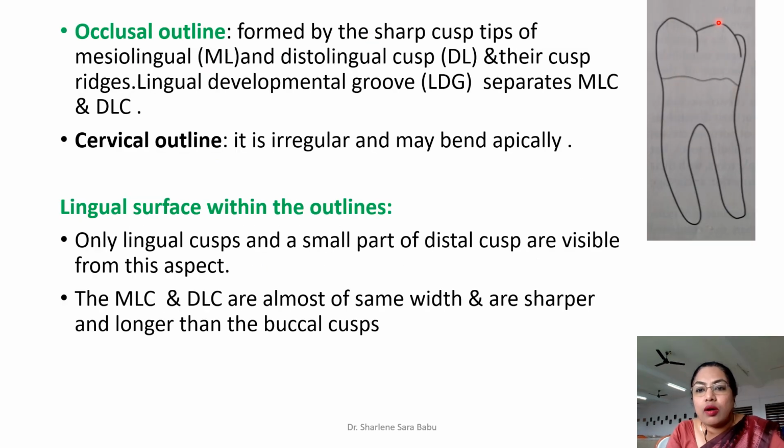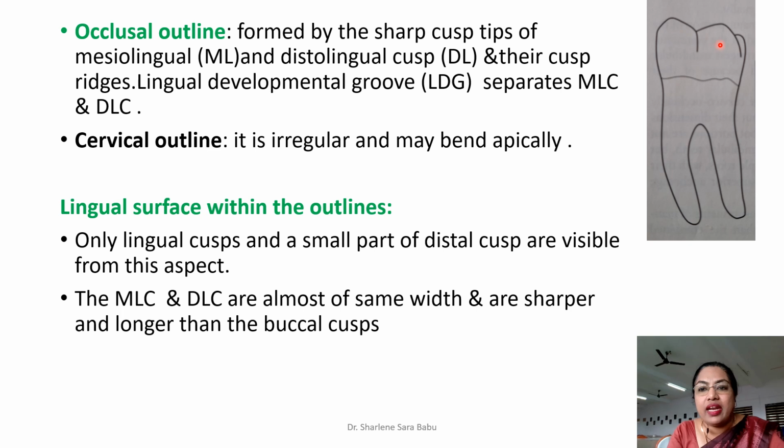The occlusal outline is formed by the sharp cusp tips of the mesiolingual and the distolingual cusp and their cusp ridges. The lingual developmental groove separates the mesiolingual cusp and the distolingual cusp. The cervical outline is irregular and may bend apically. Next, the lingual surface within the outline.